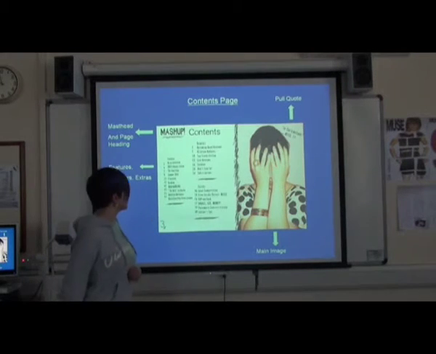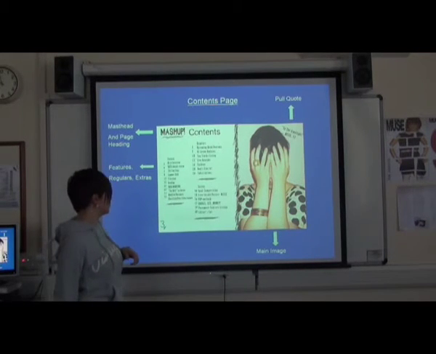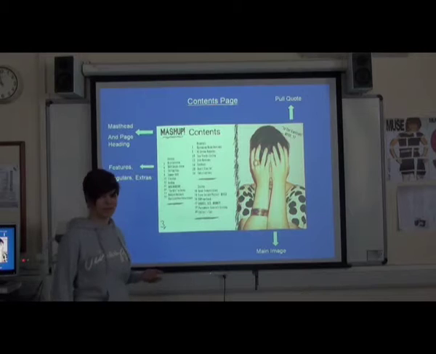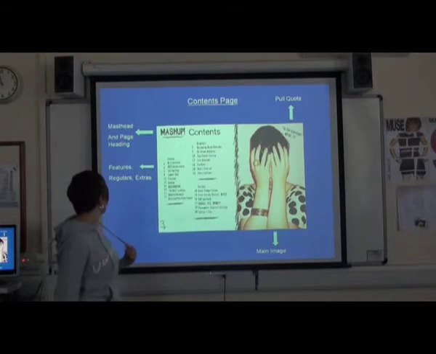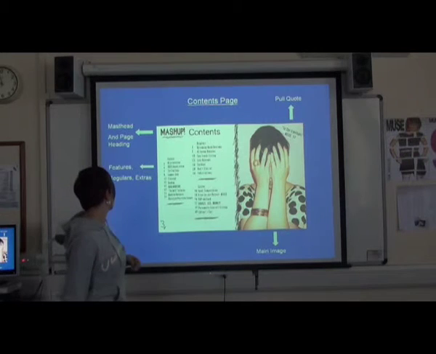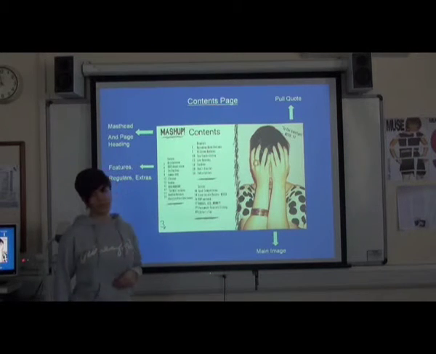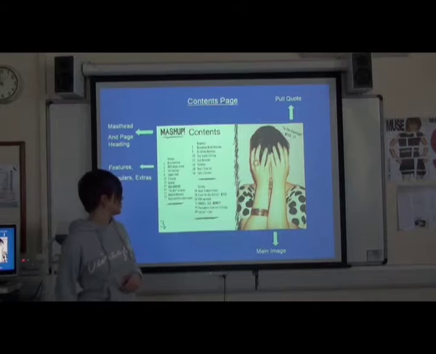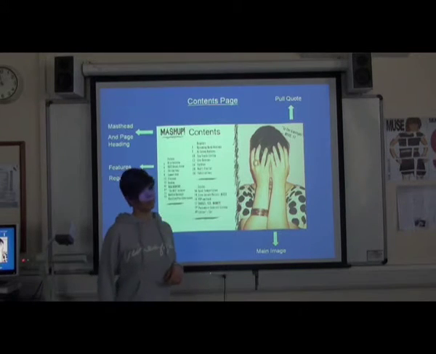This is the contents page. As you can see, I've done the same by labelling all the different sections. The masthead is continued through most of the magazine so that they can identify the magazine throughout. And then you've also got obviously the page heading, which is the contents, and then you've got the features, regulars and extras, and then another main image and a pull quote from the artist.